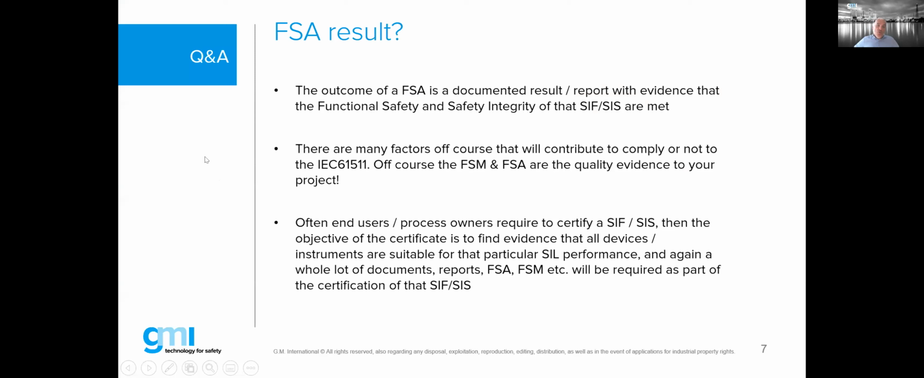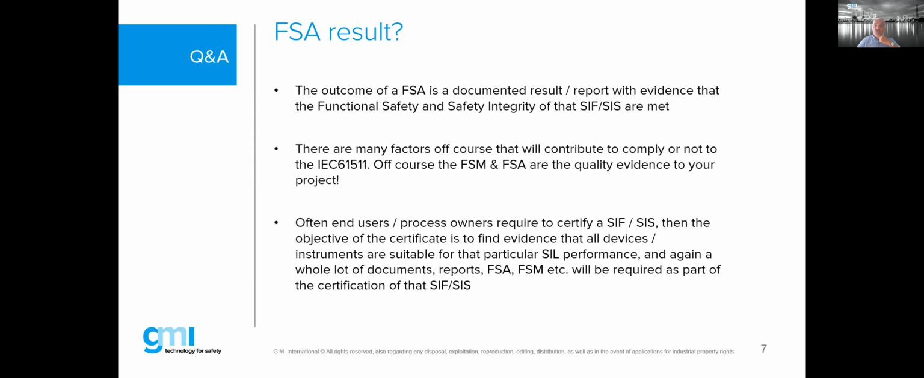All right. Well, the outcome of an FSA is a clearly documented result, a report. That is what we call those stage 1, 2, 3, 4, 5 investigation, decision, expert judgment. We typically call this a report. And in that report will be written evidence, whoever was responsible to write it, on how he or she came to the decision that 1, the functional safety, and 2, the safety integrity of that system, of that SIF or safety loop has been met.